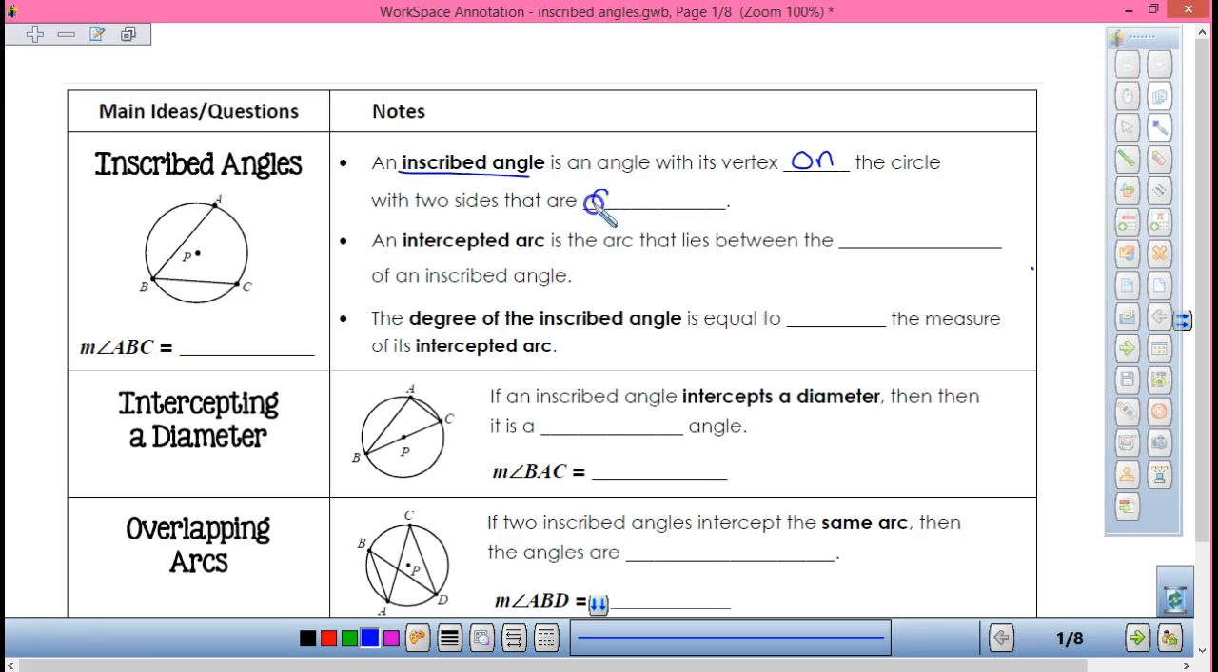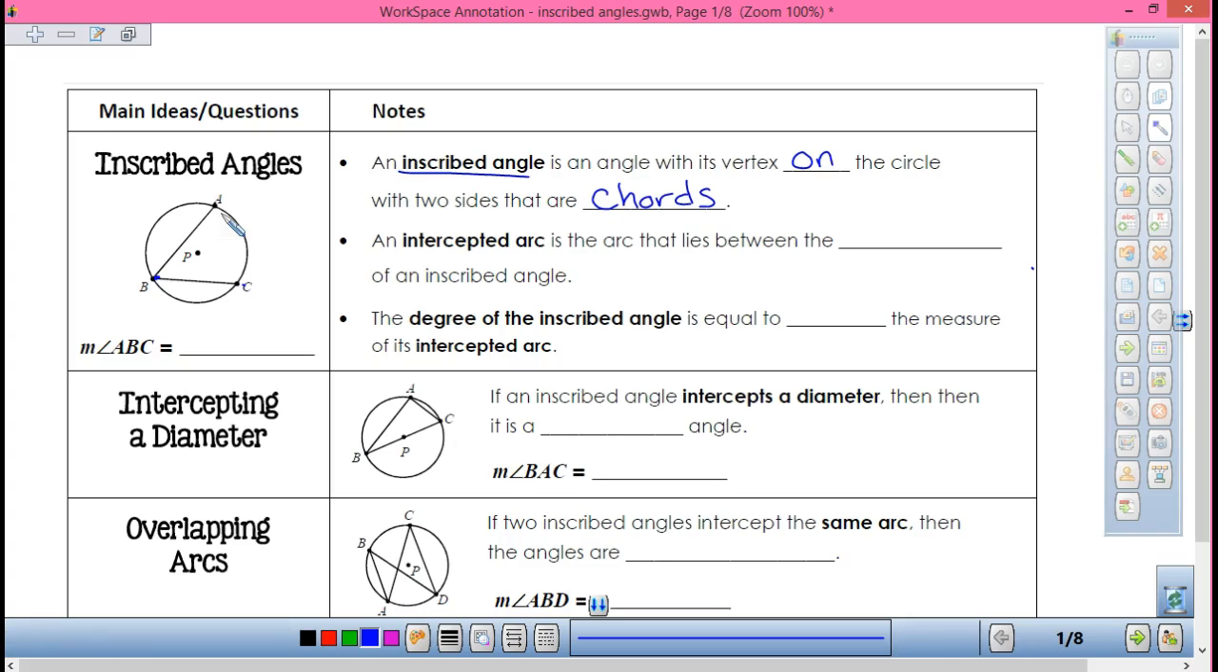Okay, its two sides are chords. So if you look at here, our inscribed angle, ABC, vertex B is on the circle, BC, BA are chords. Okay, decent?